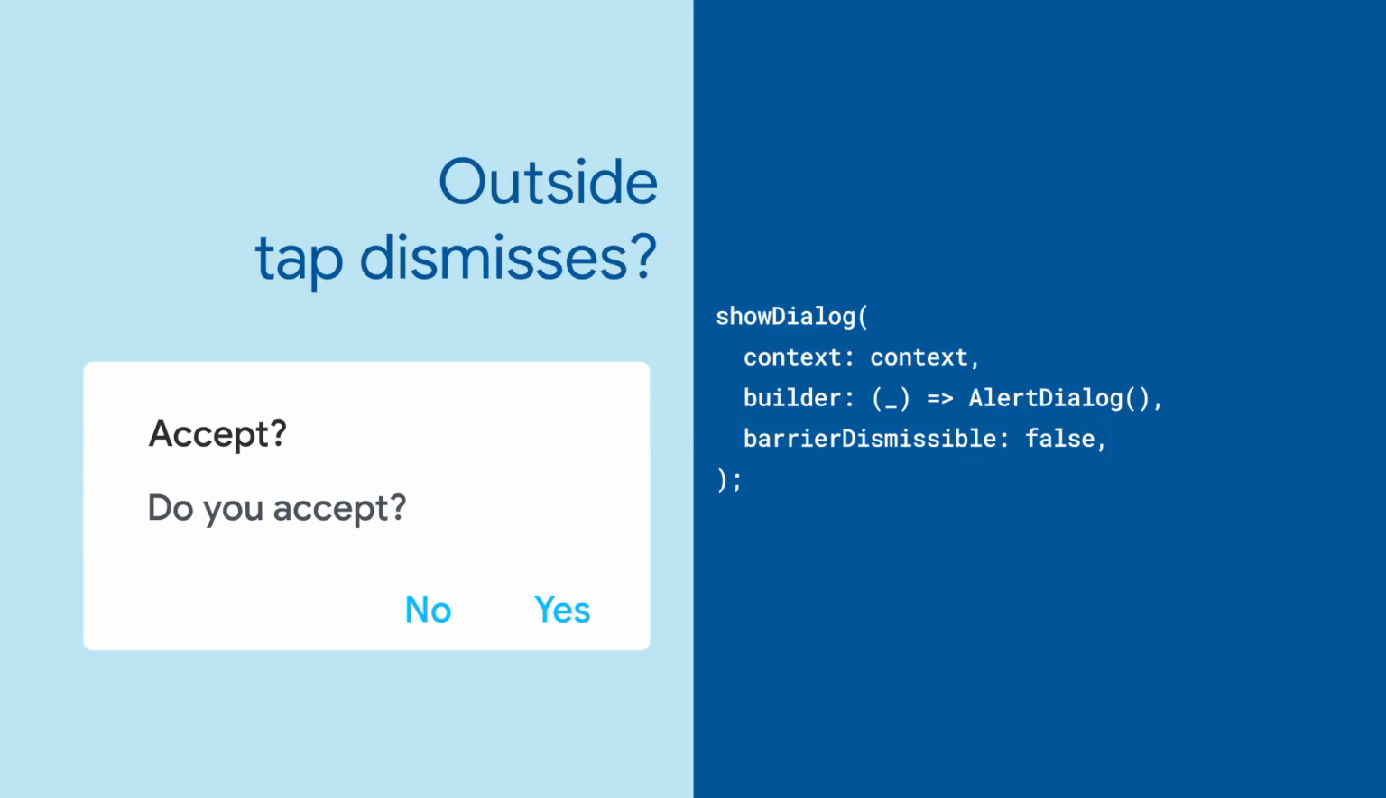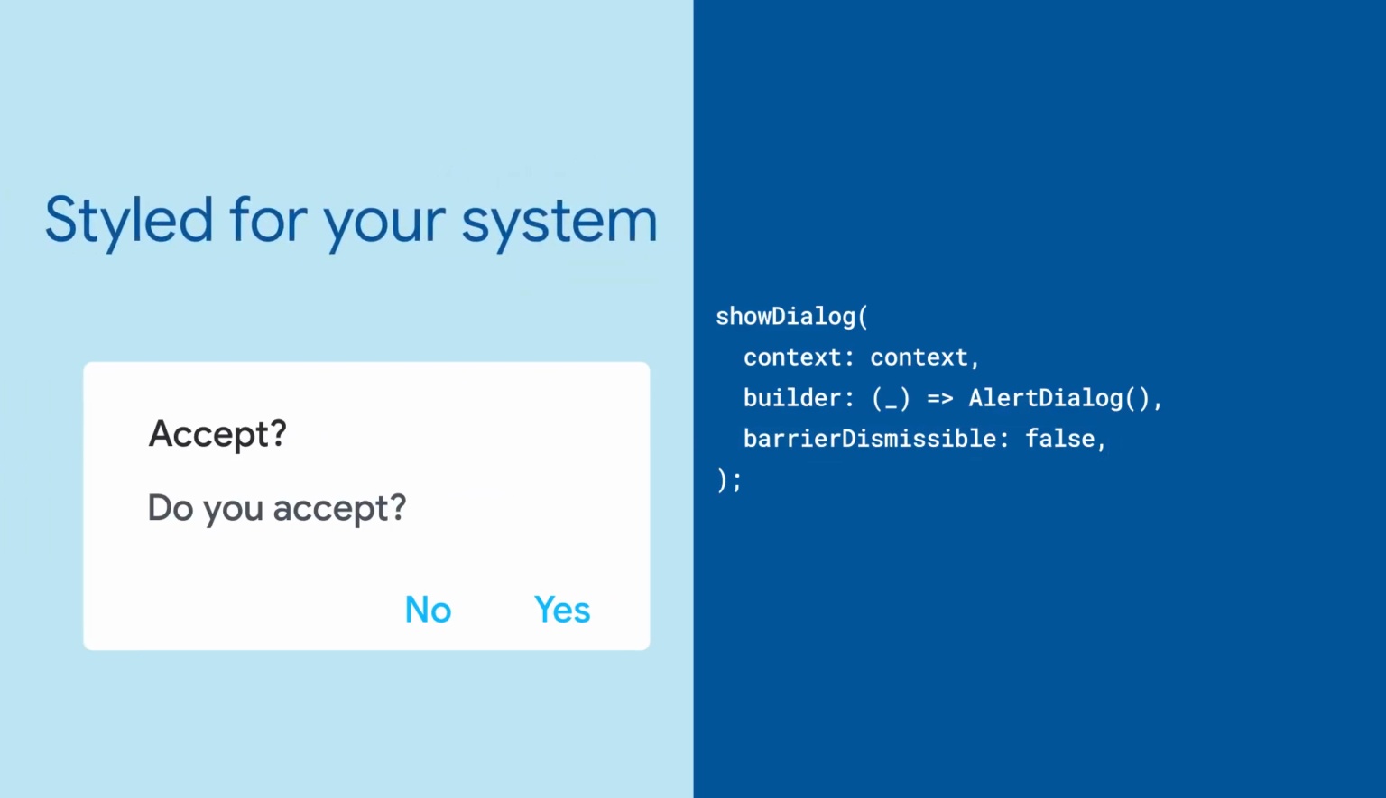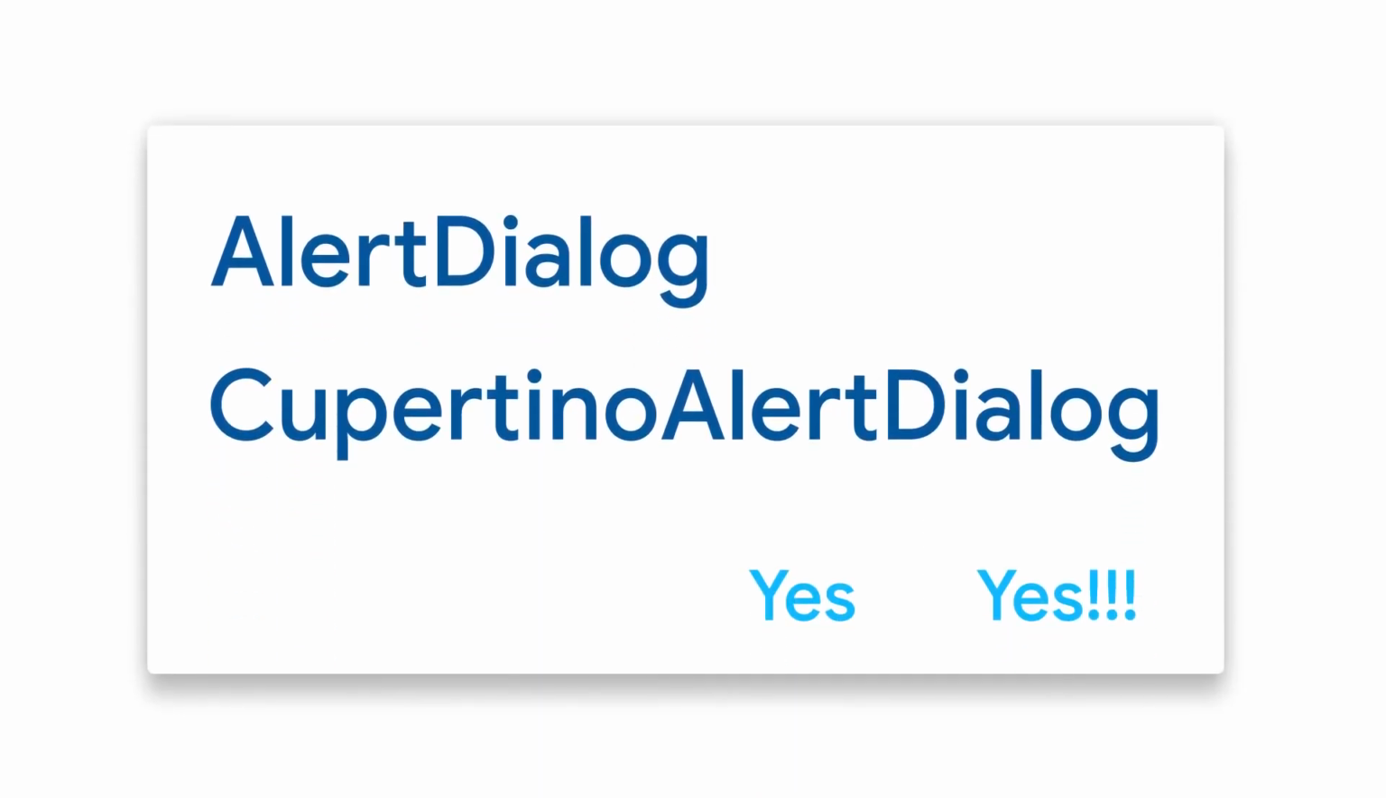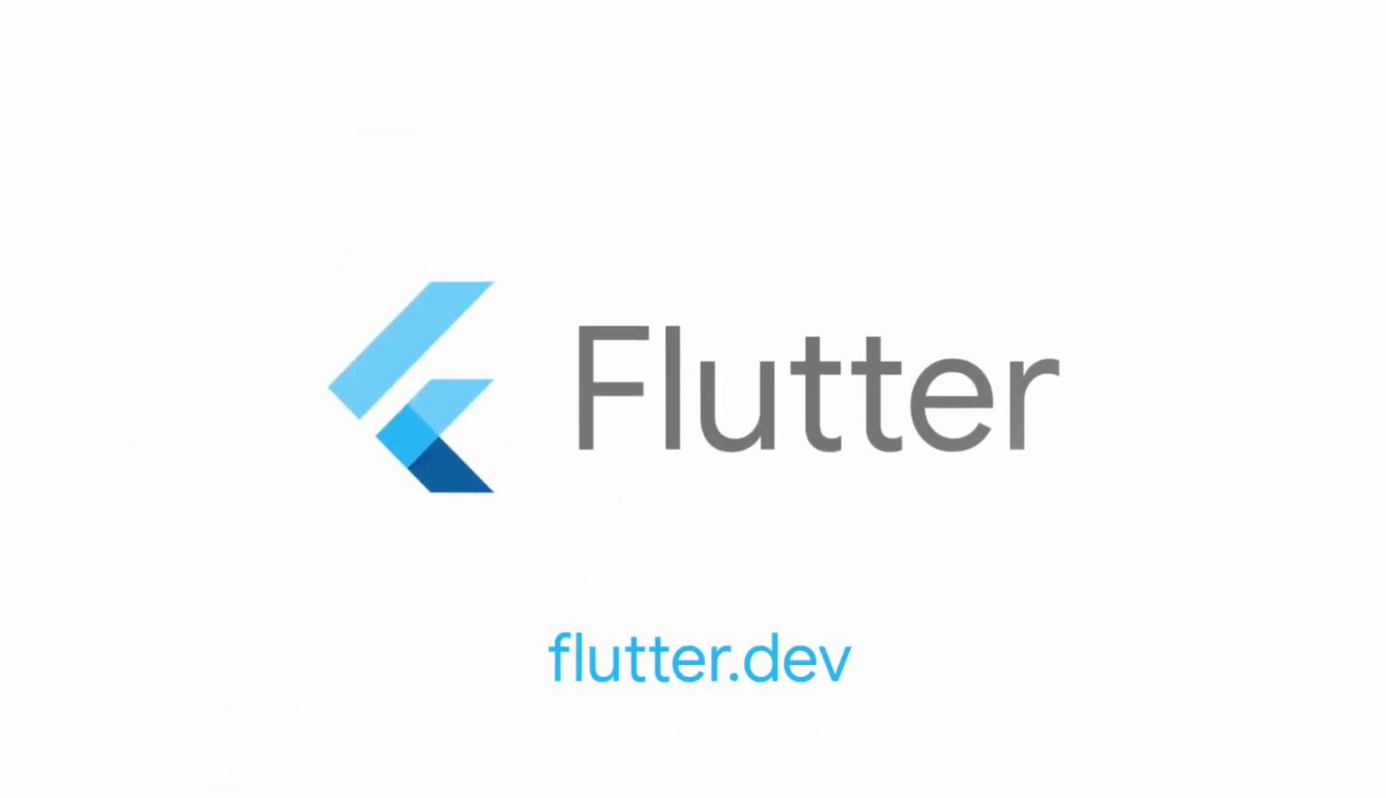And that's it. ShowDialog and AlertDialog implement the Material way of doing dialogs. Cupertino AlertDialog and showCupertinoDialog take many of the same parameters and render for iOS. For more on AlertDialogs and all the other Flutter widgets, head on over to flutter.dev.